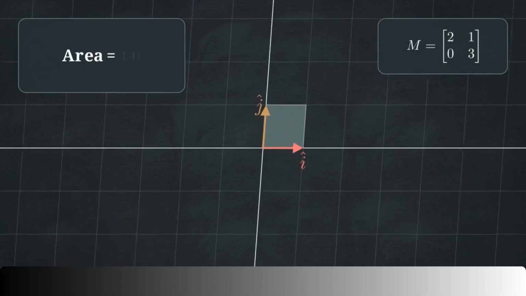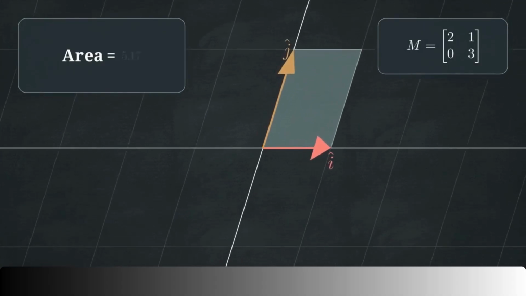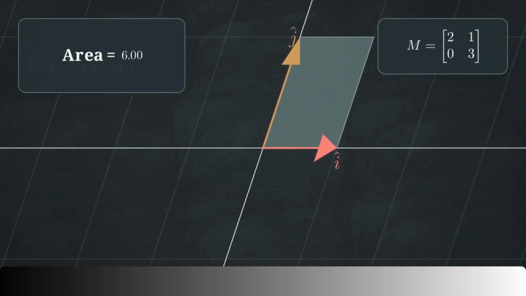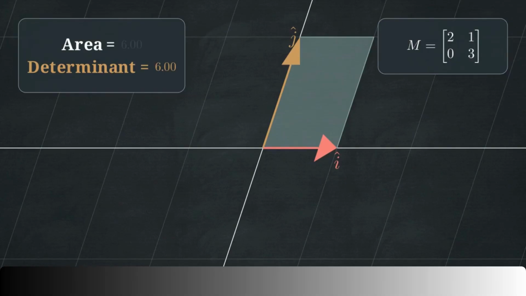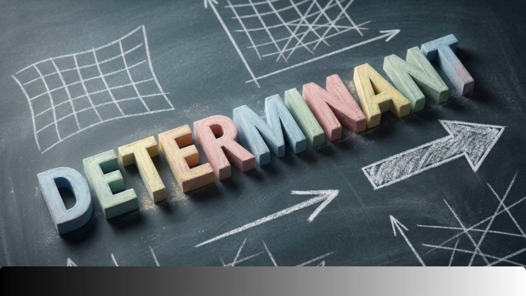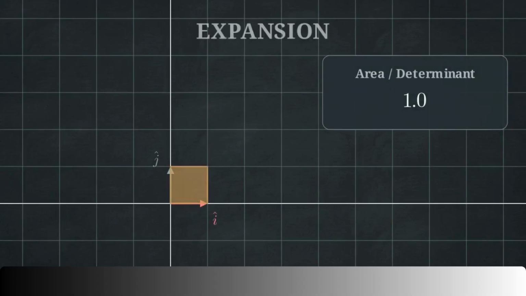When we apply a matrix transformation, the determinant acts as a scaling factor. It measures exactly how much that unit square's area has changed. By tracking this single number, we can quantify exactly how a mathematical operation has expanded or shrunk the area of our coordinate plane. Consider the first state, expansion.